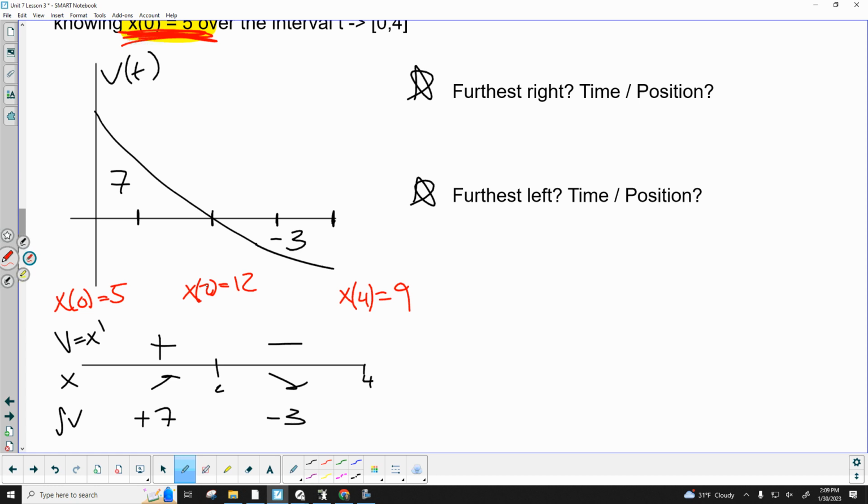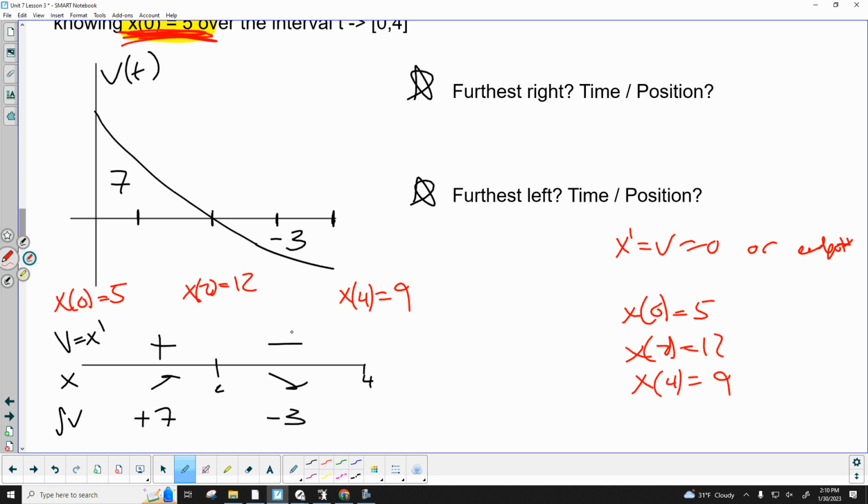These are your candidates: furthest right, furthest left. If I ask you to justify, I'm not going to worry about you justifying and saying why right now. We're going to work our way into writing statements. But furthest right, furthest left is when your derivative equals 0 or an endpoint. Your candidates are x of 0, which is 5, x of 2 is 12, and x of 4 is 9. These are your 3 possibilities. One is when the derivative equals 0. Here's my endpoints. These are my 3 values. Furthest right, x of 2 is 12. Here's my time. Here's my position. Furthest left, the smallest value of my other candidates.